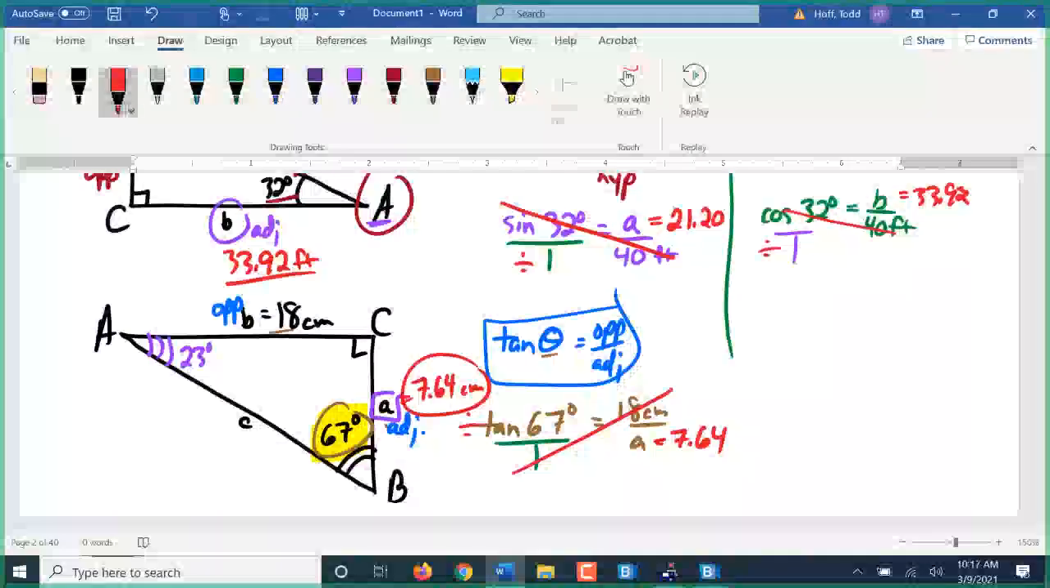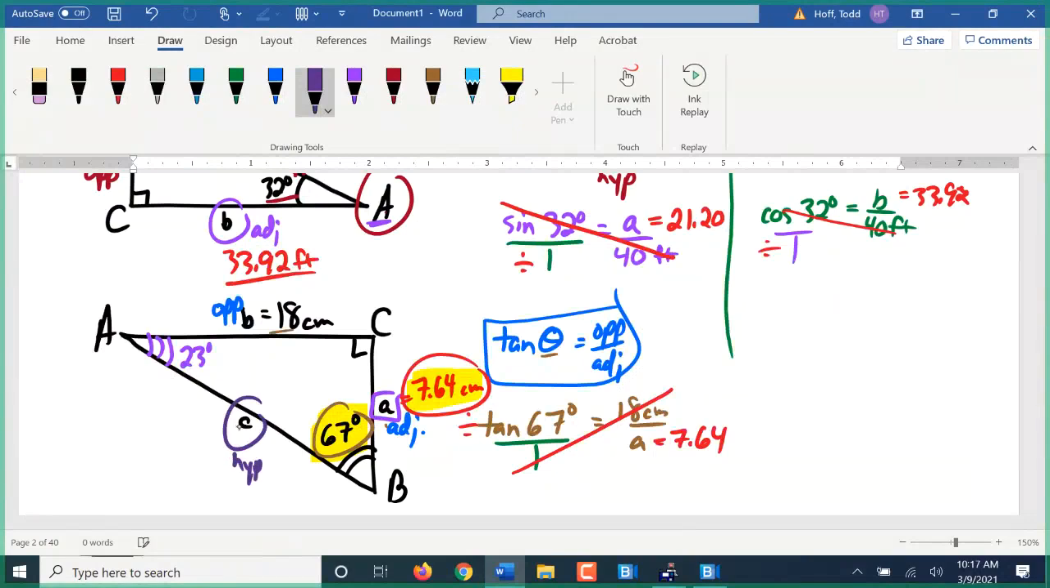Then we could find side C the same way. We could do A squared plus B squared equals C squared, but that would require me to use information that I calculated. And remember, we try to avoid using information we calculated ourselves. So if I'm looking for side C, that's my hypotenuse, and I'm still being given the opposite side. So opposite and hypotenuse make up the sine. Sine of an angle is the opposite side over the hypotenuse.